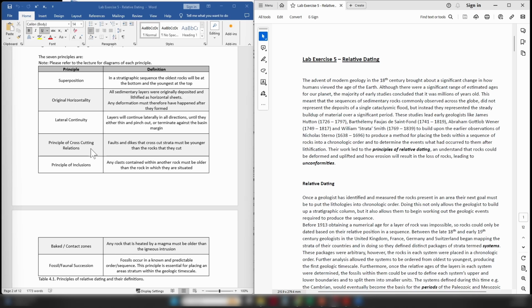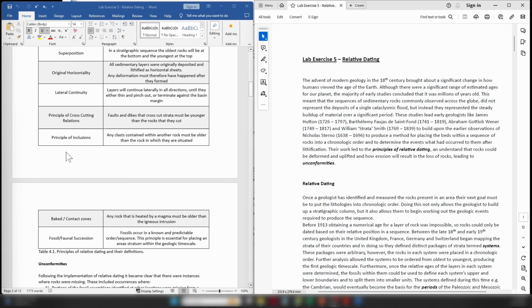Then there's the principle of cross-cutting relations. And so the principle of cross-cutting relations simply says that if you have a fault or a dike cutting a sequence of rocks, the fault or dike must be younger than the sequence of rocks that it is cutting. So if you have a sequence of rocks with layer A, layer B, layer C, and then they're cut by fault D, fault D must be younger than layers A, B, and C.